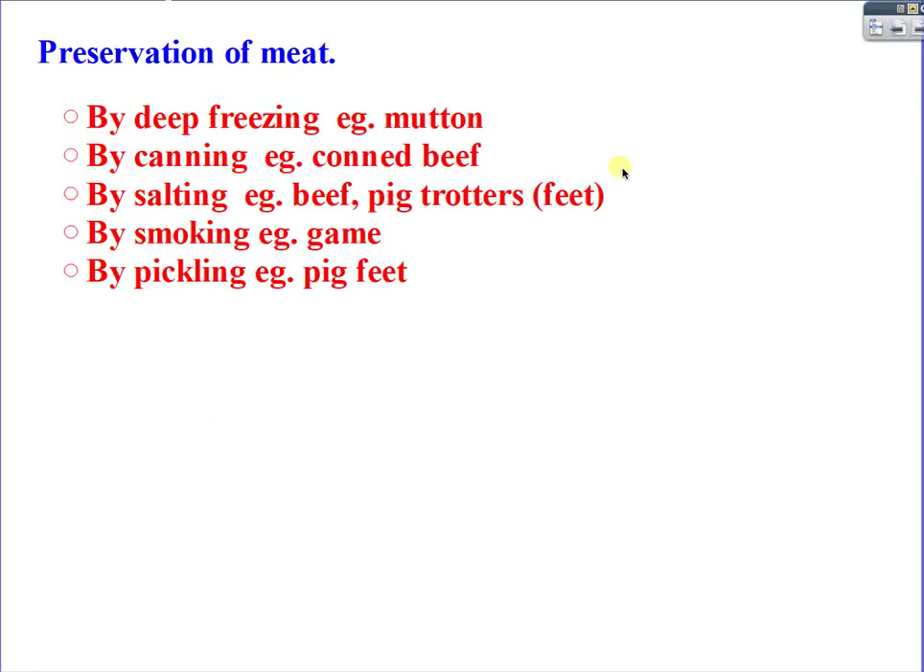Now let's look at the preservation. As I said before, preservation is different from storage. When you preserve something, you are keeping it for a longer period of time to be used. So meat can be preserved by deep freezing, example, mutton, by canning, example, corned beef. By salting beef, pig trotters or feet.